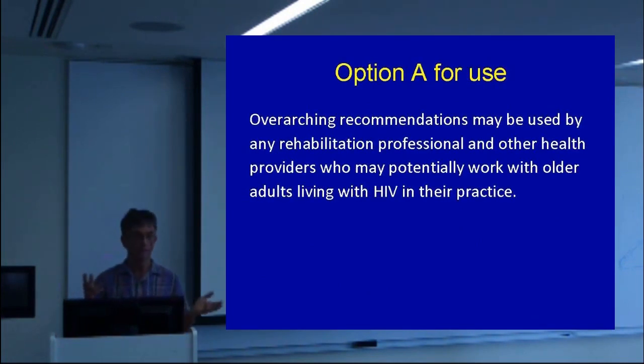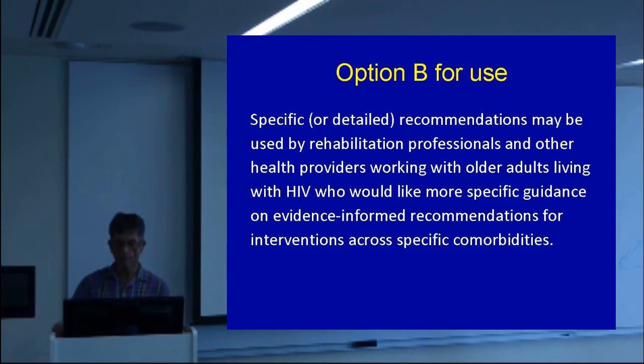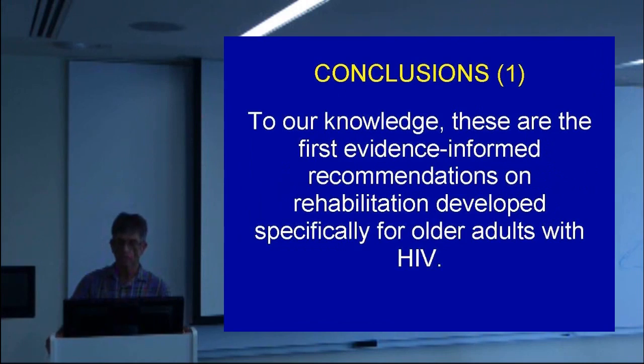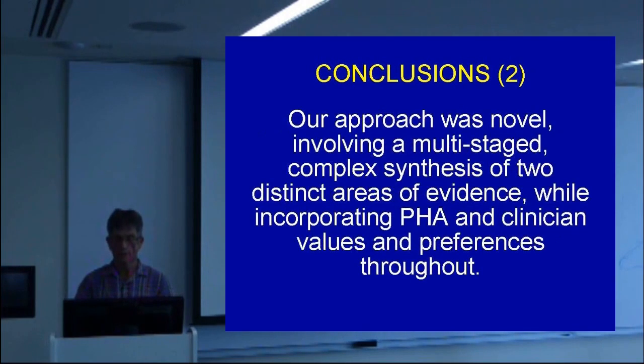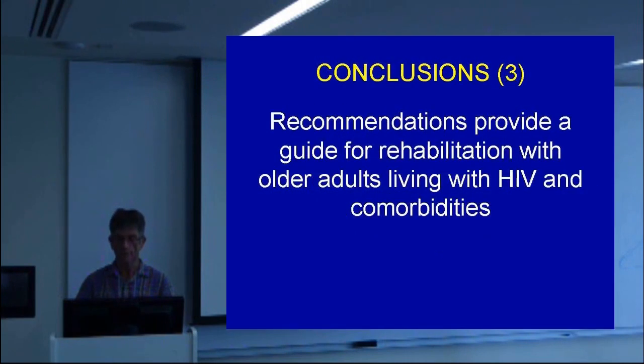So as I mentioned before, option A, if you want the quick study, look at the overarching recommendations. For those who want the more detailed ones, go into the detailed ones. To our knowledge, this is the first time that evidence-informed recommendations have been put together for rehabilitation developed specifically for older adults with HIV. We used a two-staged approach, combining evidence, and we also incorporated PHA and clinician values and preferences throughout the whole process. And this will provide a guide for rehabilitation for older adults living with HIV and comorbidities.